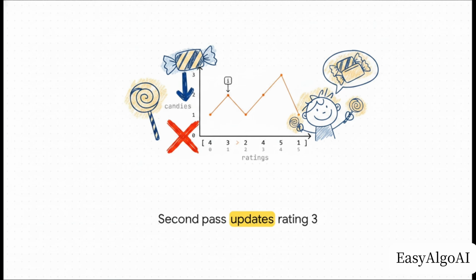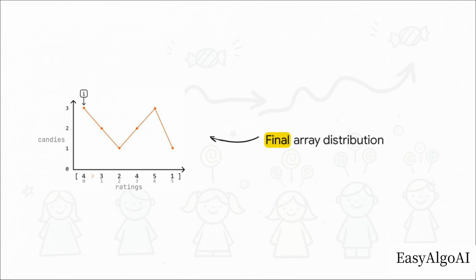At index 1, the rating is 3, which is strictly higher than the right side rating of 2. Now currently this child only has 1 candy, so we confidently bump their candy count up to 2, ensuring they have exactly 1 more than their neighbor to the right. And as we complete the final check at index 0, where the rating of 4 beats 3, we bump that candy count up to 3.